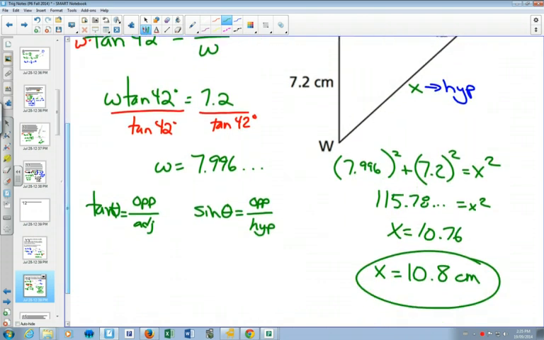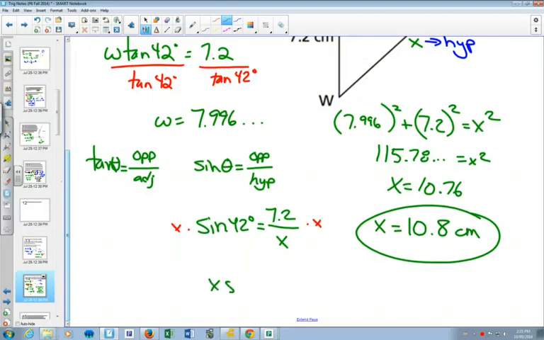And if I plug these things in, my 42 degrees, the opposite side we already had known was 7.2. The hypotenuse is what we wanted to find, which is x. It's very similar to what we had set up with W before. We'd have to multiply both sides by x, then we would divide by sine 42. And if you check what happens if you do this on your calculator, you get 10.8 right away.